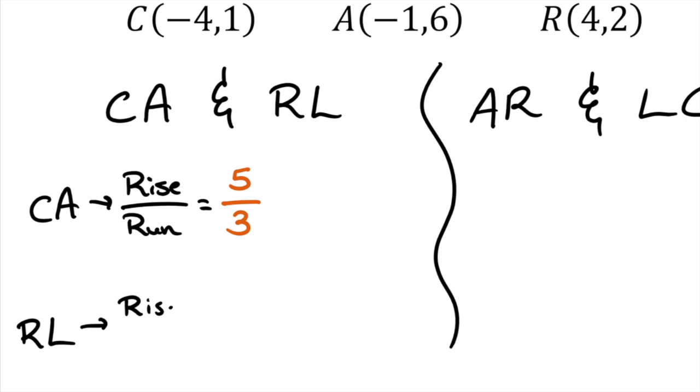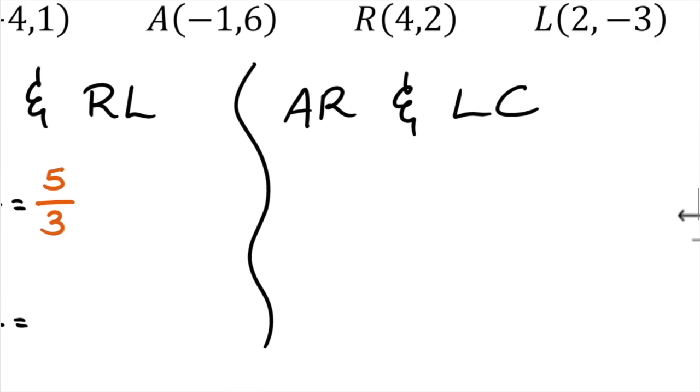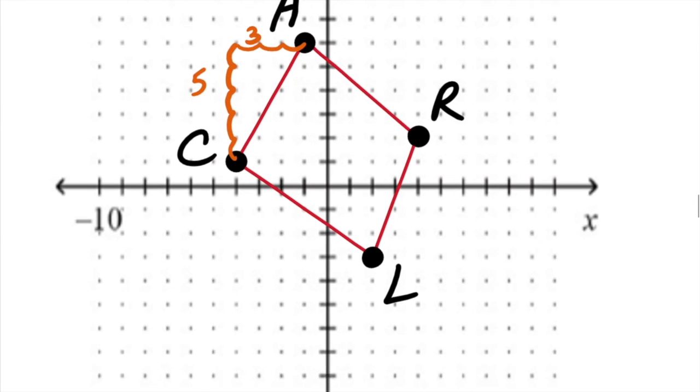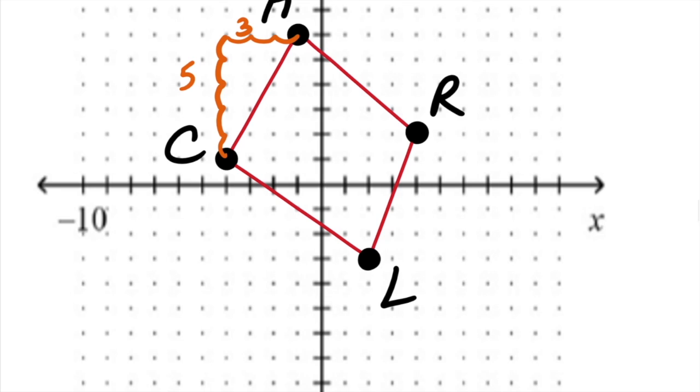Same thing for R to L. We're going to do rise over run, so I'm going to scooch back over to the graph from R to L. When we're doing this rise over run piece, what I would really suggest is to treat your graph as if you're reading it from left to right. You're going to want to start with the point that's further on the left, which in this case is L, and go to the one that's further to the right, which is R.